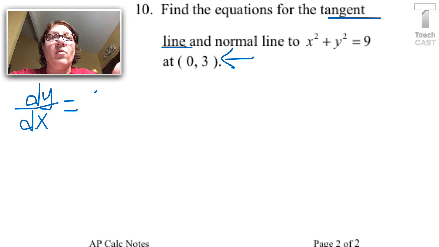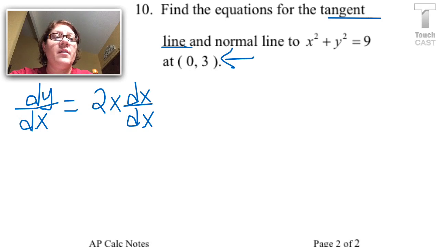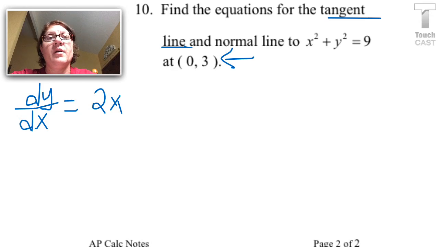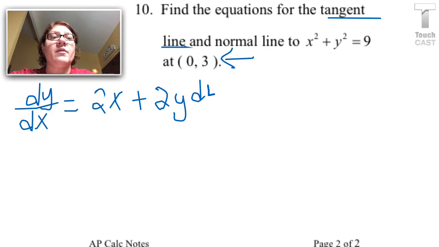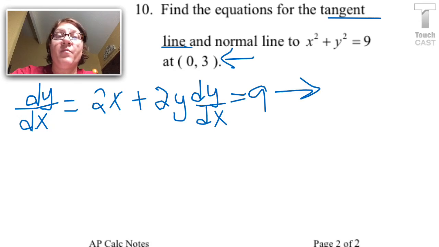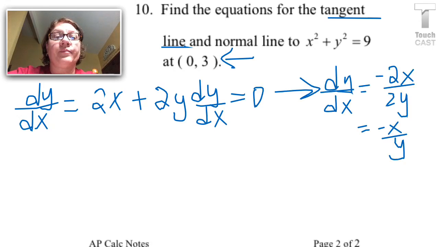So again, I'm powering down the first term, and then taking the derivative with respect to x. Oopsies! That's equal to 1 again, so I don't need to write it. And then I'll take the derivative of the second term, which will be 2y dy dx. Those don't match, that doesn't cancel out, equals 9. Now I want to get dy dx by itself. Pause the video and you try it this time.